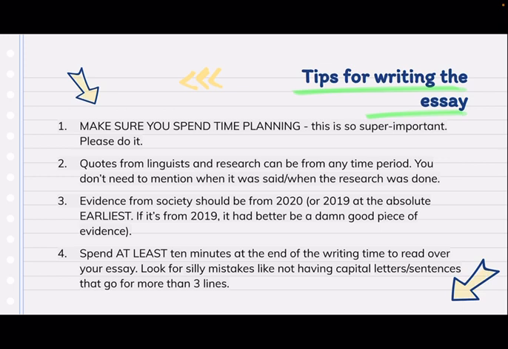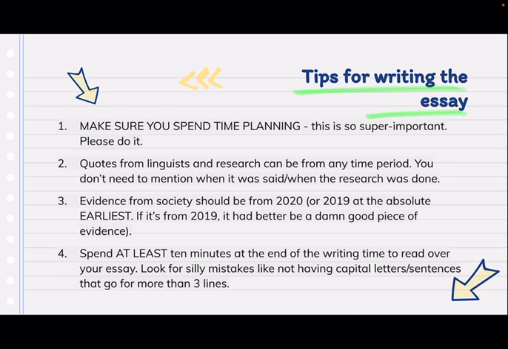can be from any time period. You don't need to mention when it was said or when the research was done. That's fine. It can be from as long ago as you like. Evidence from society should be from 2020, or could be 2019 at the absolute earliest. If it is from 2019, it needs to be a really excellent piece of evidence for that particular topic. There shouldn't really be many instances in which you're using an example from 2019. Almost all of your examples, or preferably all of your examples, should be from 2020.